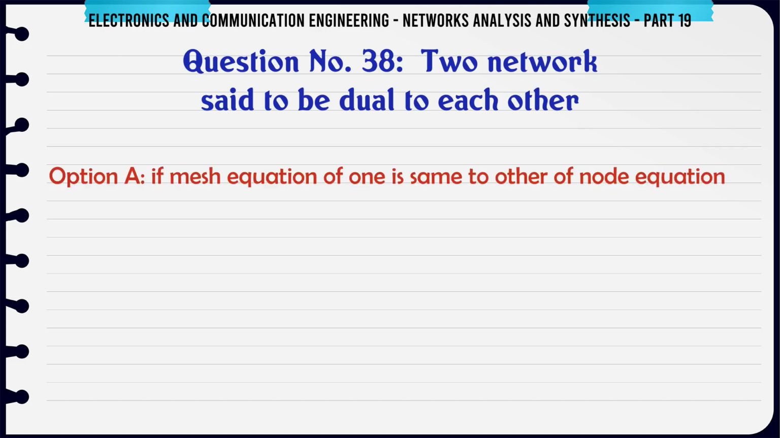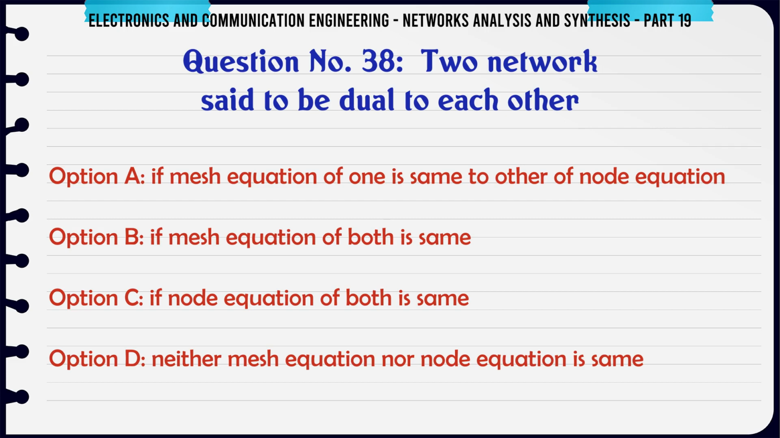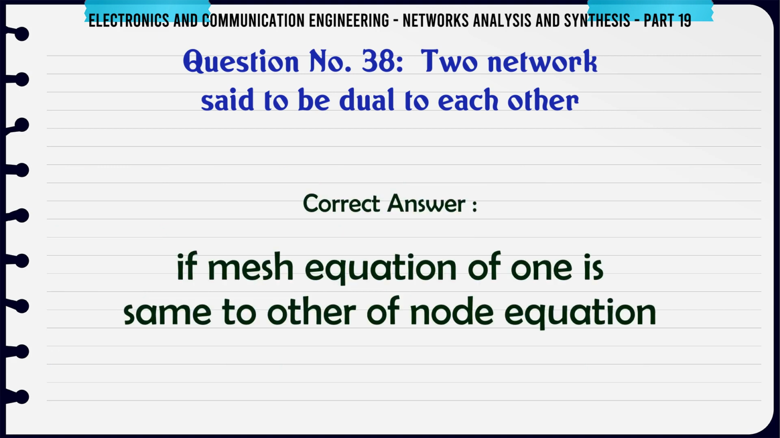Two networks are said to be dual to each other A. If mesh equation of one is same to other of node equation. B. If mesh equation of both is same. C. If node equation of both is same. D. Neither mesh equation nor node equation is same. The correct answer is if mesh equation of one is same to other of node equation.